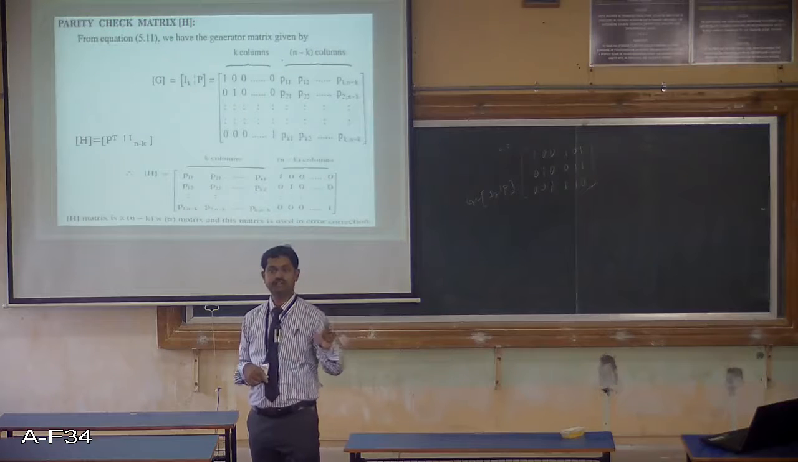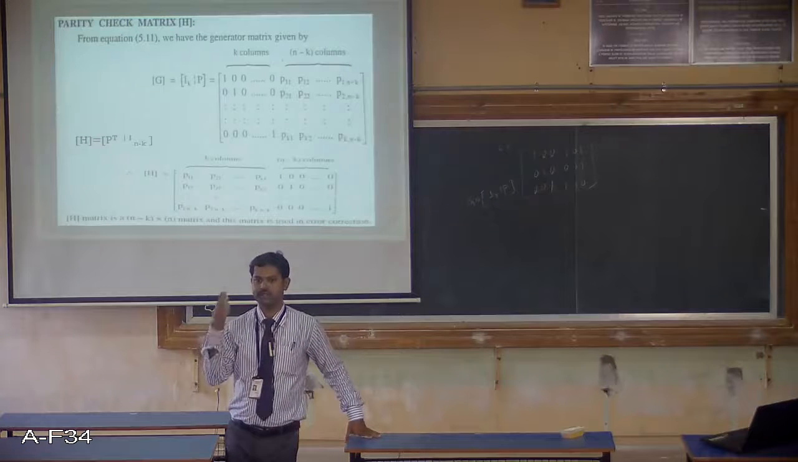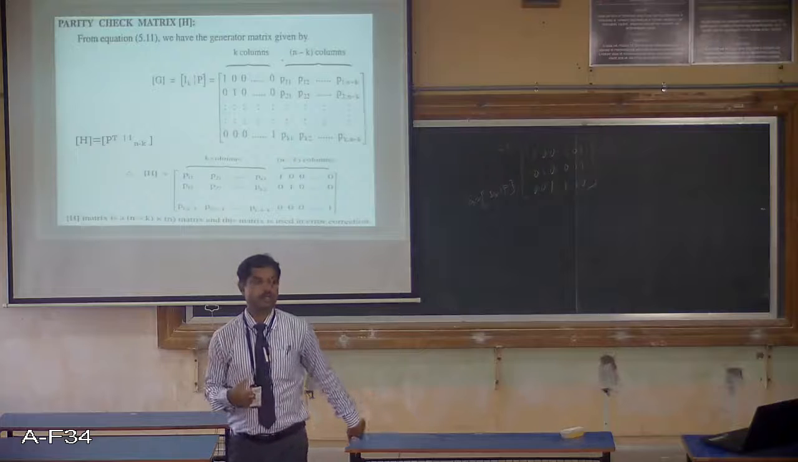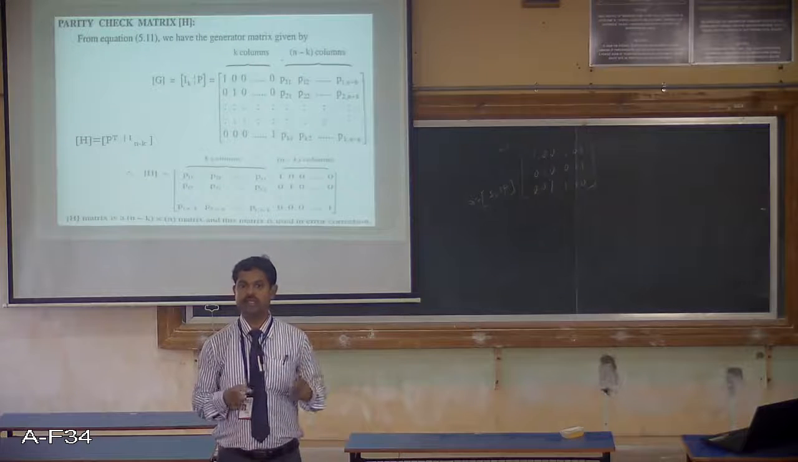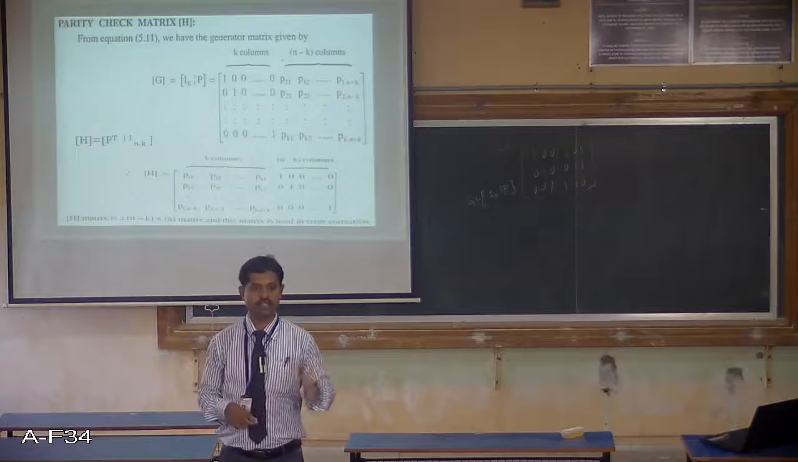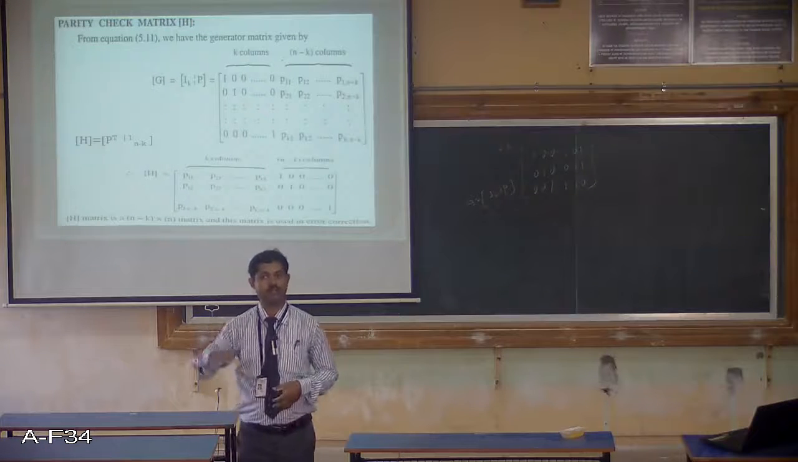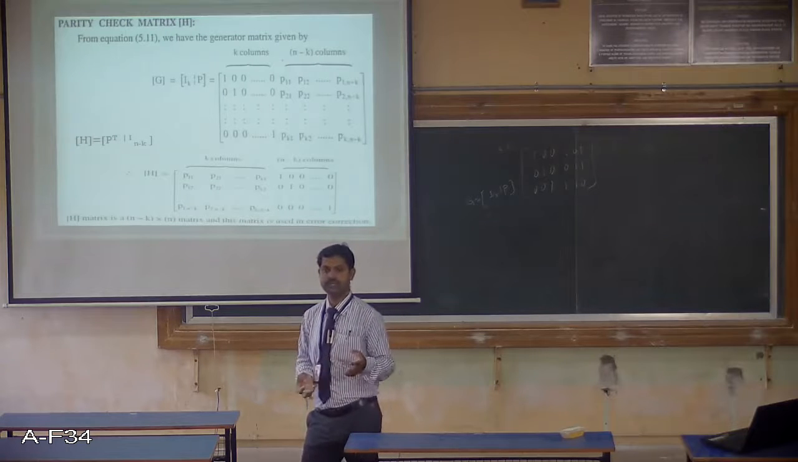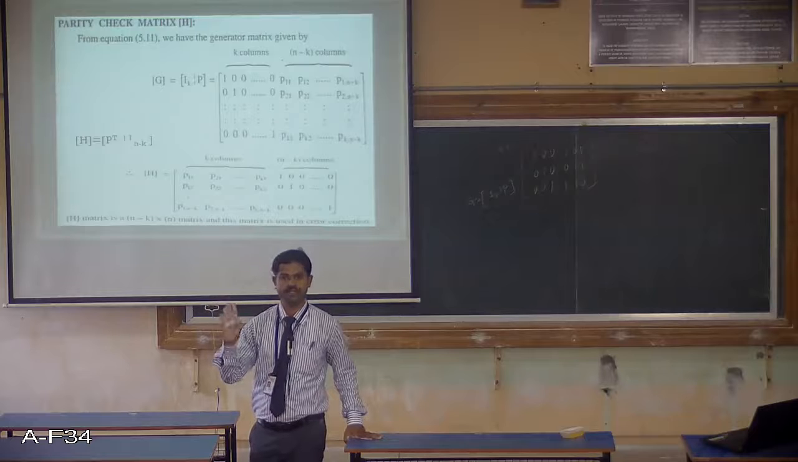Already in the G, you have a P. P transpose means all rows become columns. I can immediately produce H. And this matrix, I call it a parity check matrix. This H is very important at the receiver side. G is very important at the transmitter side. G is used to generate. H is used to detect or correct. How to produce H? P transpose followed by the identity matrix of n minus K.